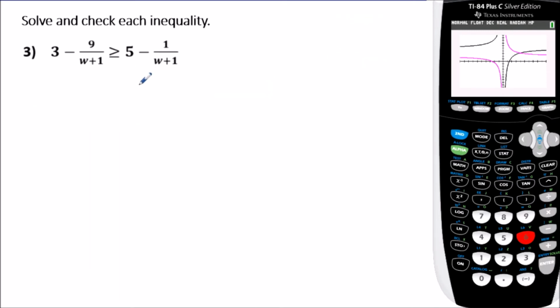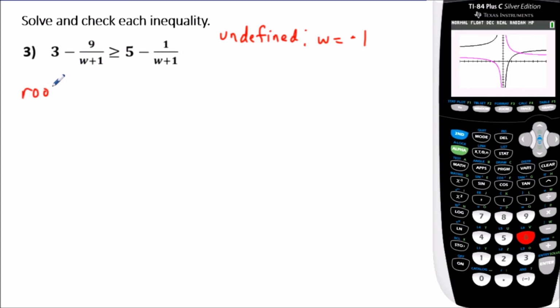Now for the last question here, we have a slightly more complicated one, just because maybe the algebra is going to be a bit trickier. But all we've got to do here is look for the undefined values. So the inequality is undefined at w equals -1 because we have a 0 denominator. So that's something that's going to be significant.